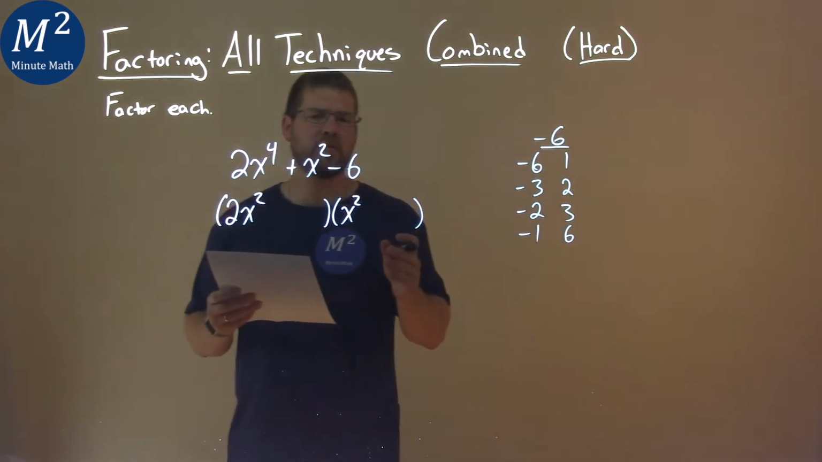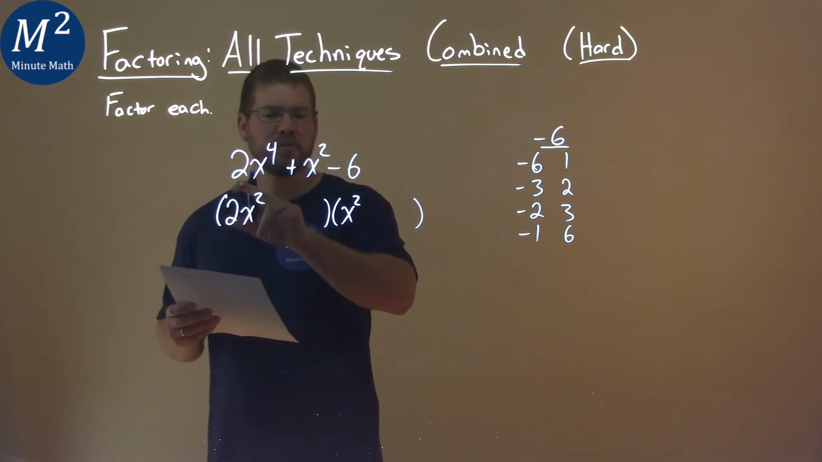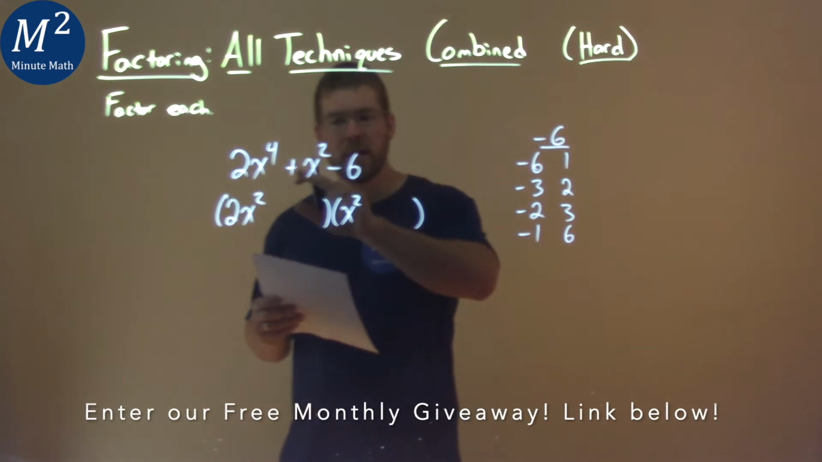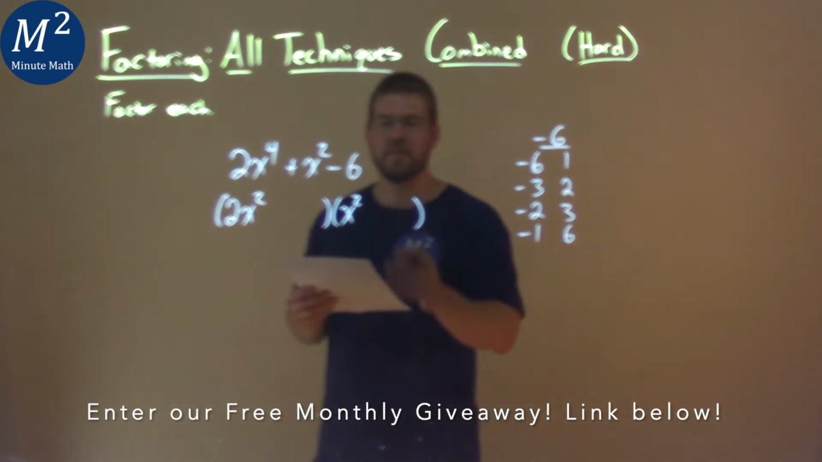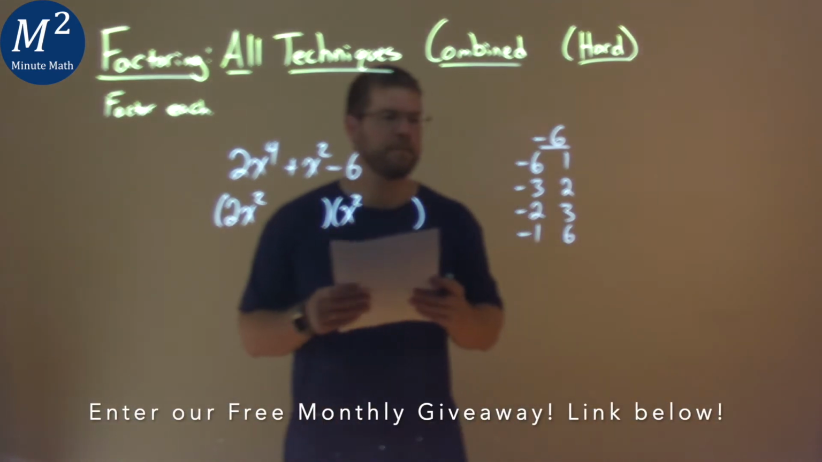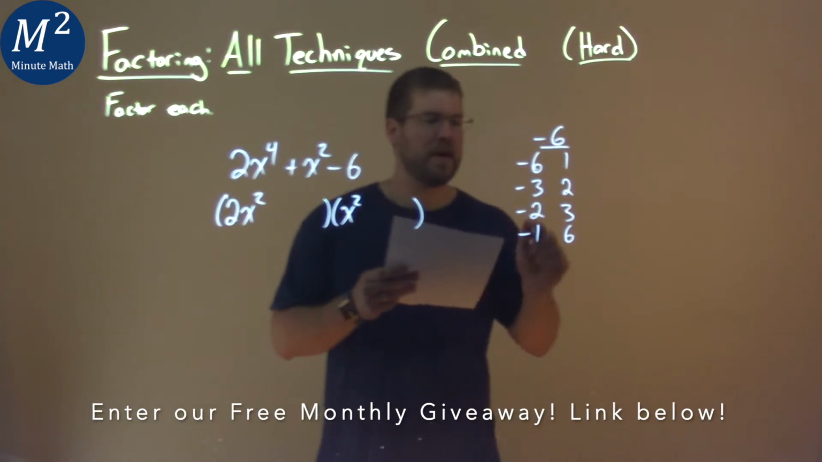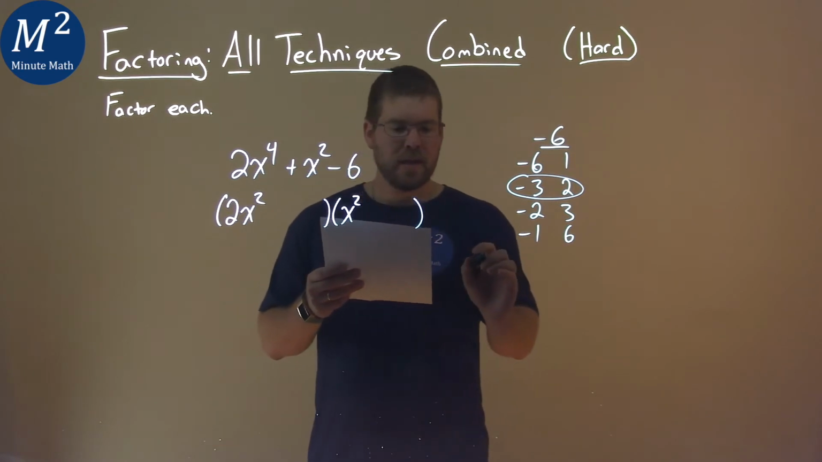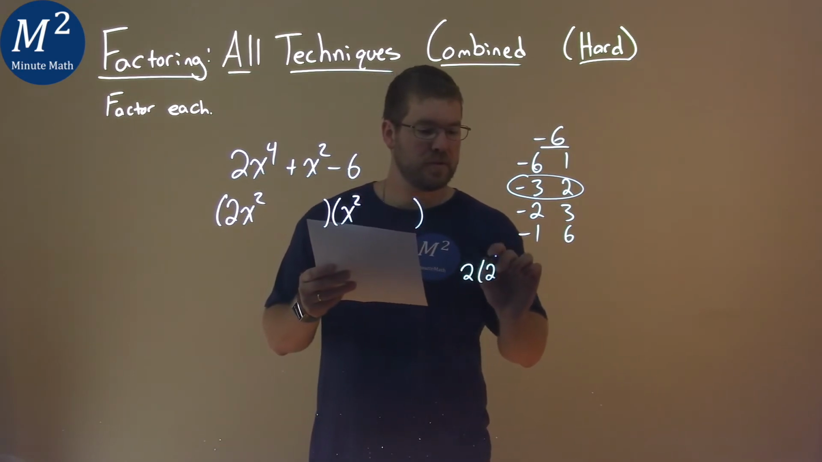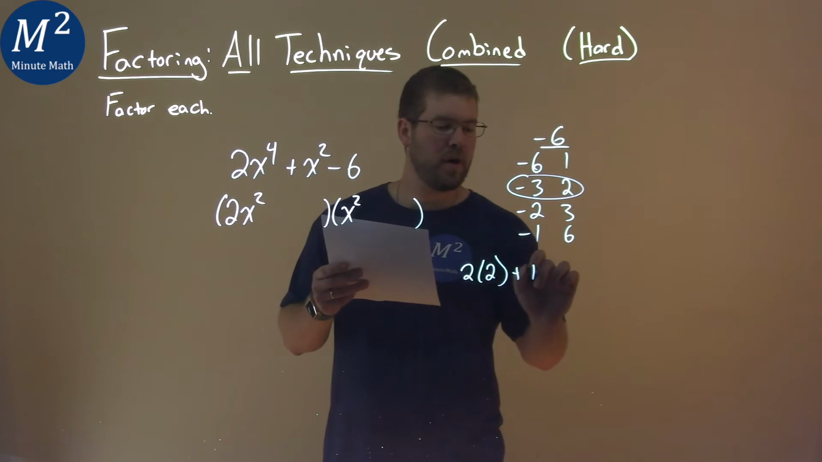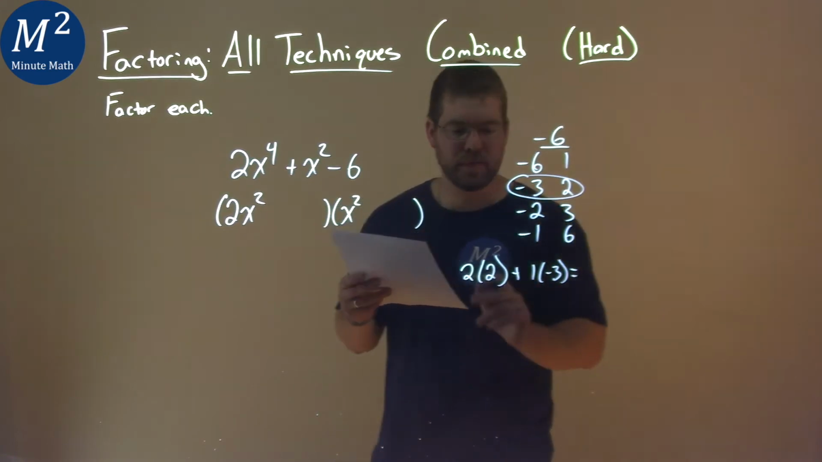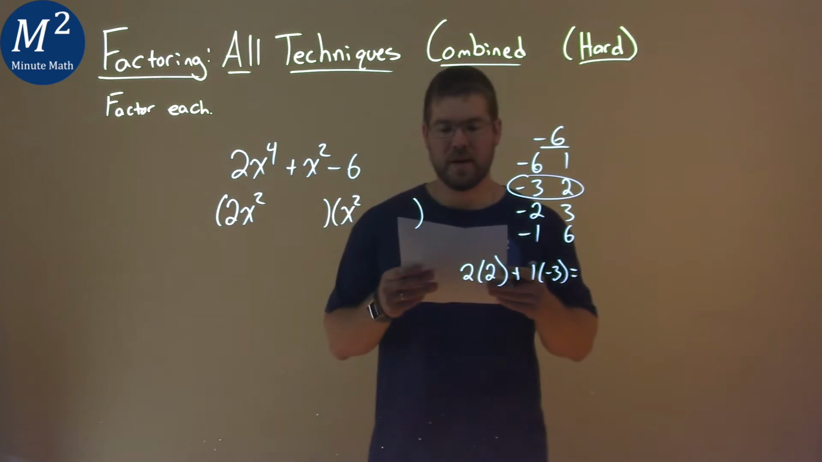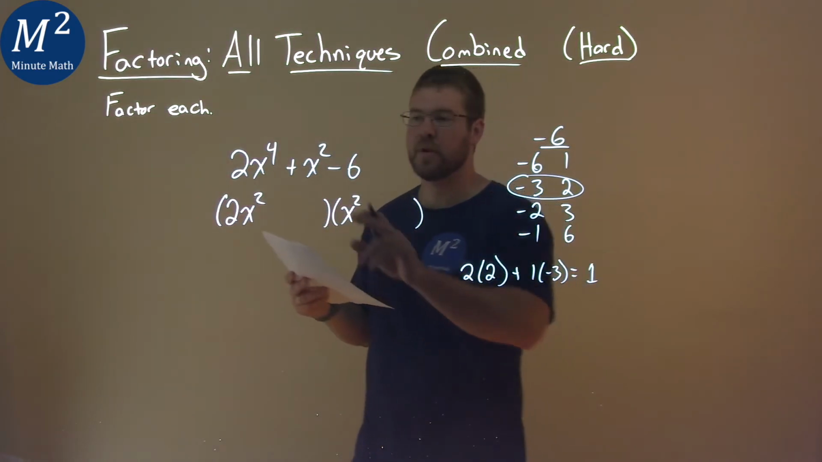And with that information, we want to find that 2 times one of these pairs of numbers plus 1 times the other pair gets us a positive 1 here. And that actually goes with the pair right here, -3 and 2. Or 2 times 2 plus 1 times a -3, what does that equal? 2 times 2 is 4, plus 1 times -3 is a -3. Add that together, we get 1. That's what we're looking for.